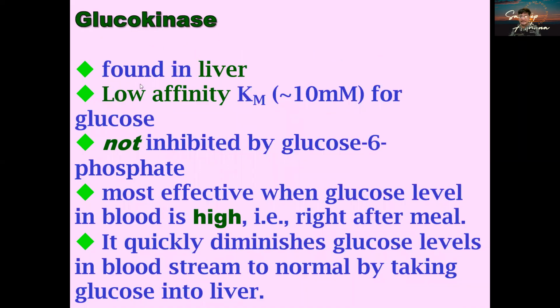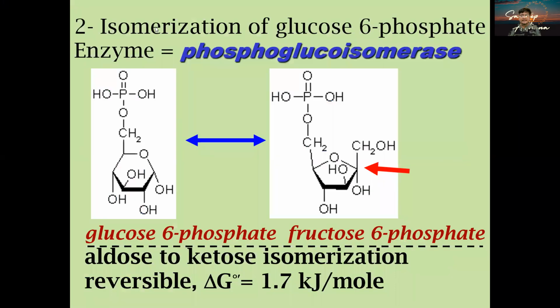Now glucokinase is found in the liver, and it has a low affinity. Look, there is a difference of around 100 times, where it has a 10 millimolar Km value for glucose, and it will not be inhibited by glucose 6-phosphate, hence cannot be controlled. So it is most effective when the glucose level in the blood is very high. Right after a meal, this enzyme will come into the picture, and it will take the glucose into the liver.